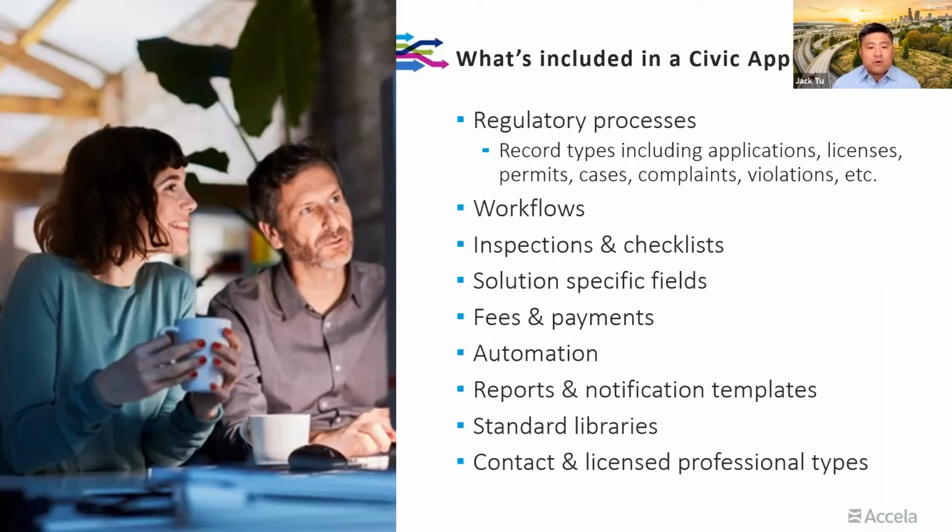Standard libraries are going to be your basically configuration components that may be reused. So for example, in the future, if there is a new application that you want to make available to your citizens, for those workflows, if they are very similar to another process that you currently have, you'd be able to reuse that workflow template on that record. So there's going to be a list of components that you would be able to reuse instead of having to reconfigure these things. And then lastly here, just contacts and licensed professional types. So basically we'll have certain license and contact types that we've seen through our implementations being leveraged.